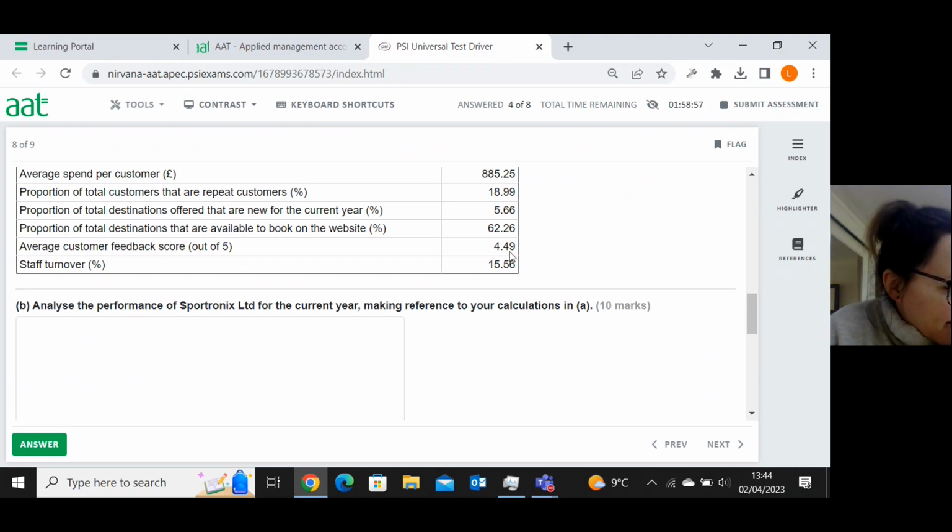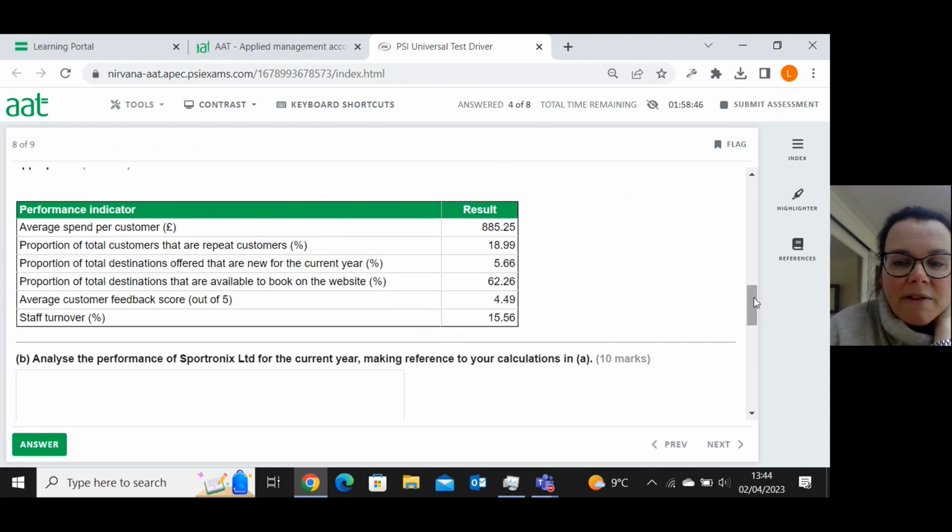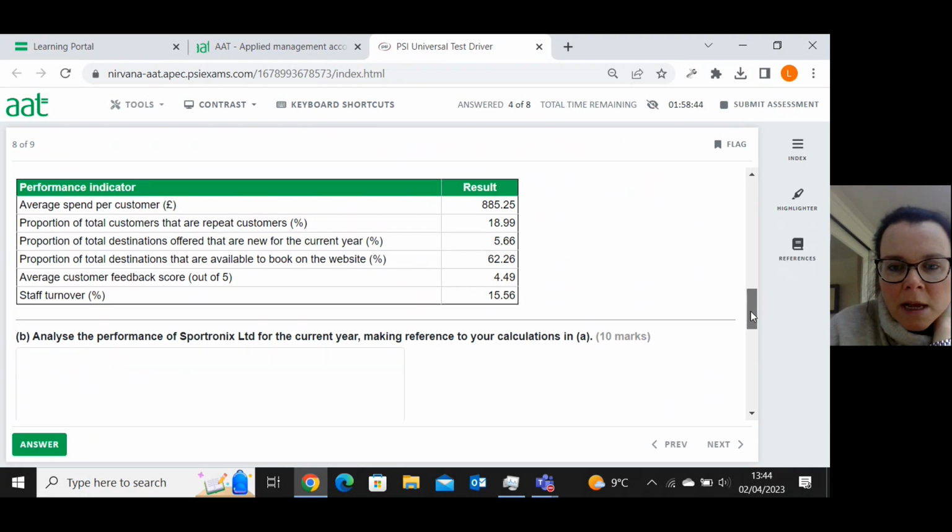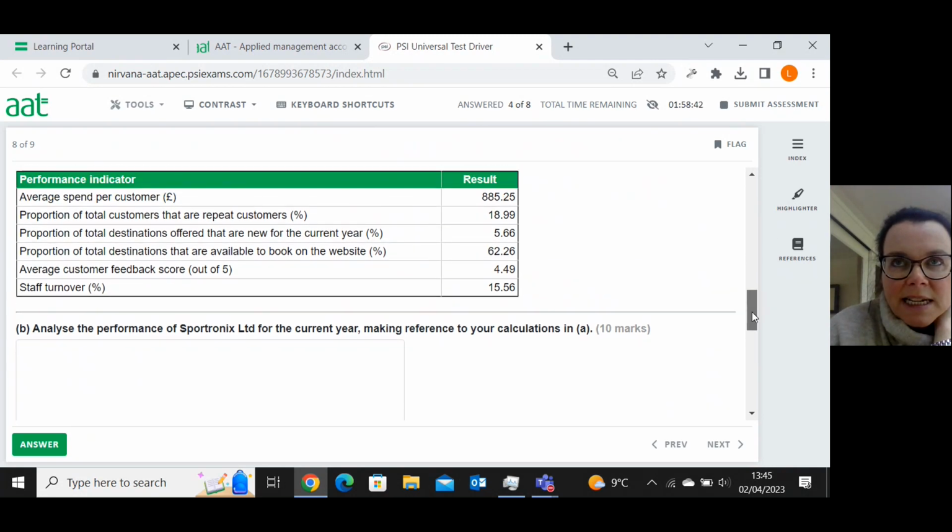Average customer feedback, performance has improved marginally. It's a very high score out of 5, both years. So although the financial performance is declining, customers remain very happy. Ultimately, customer satisfaction is going to be key to them coming back and using this business.